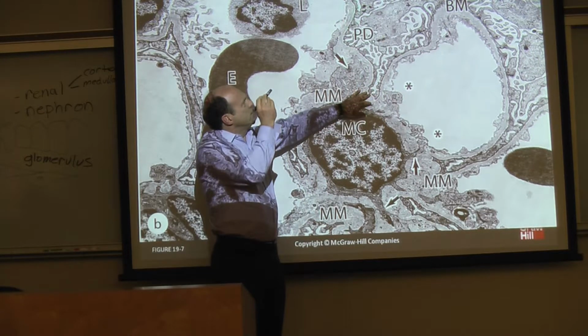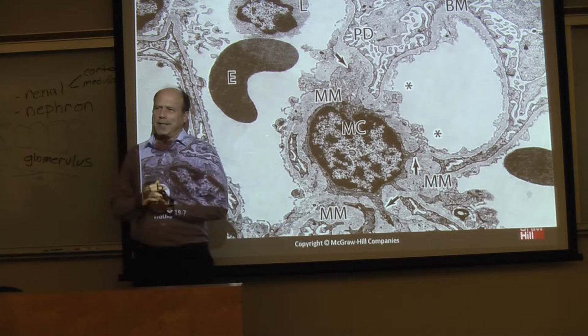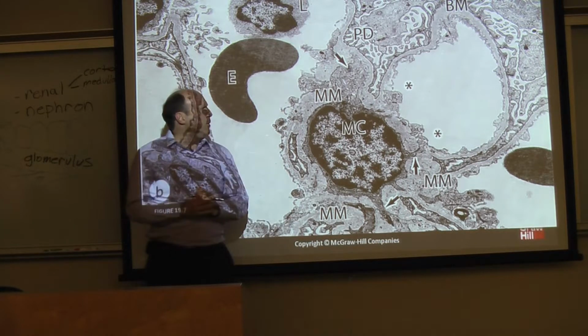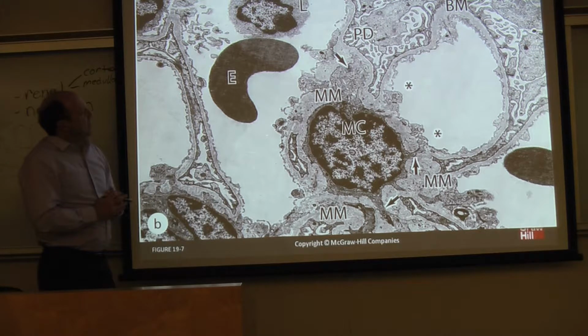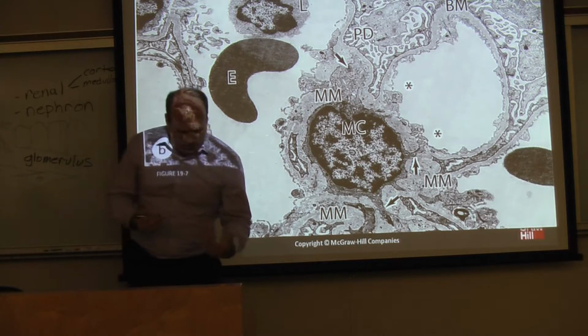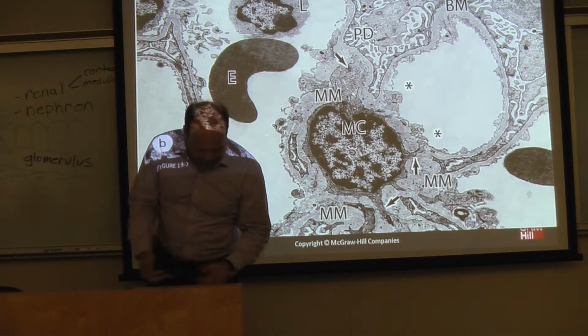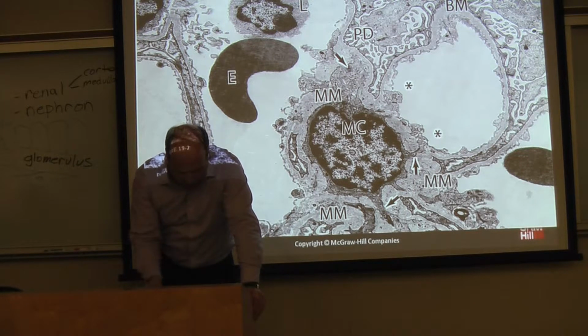So on EM they look like that. That's what these slits look like. It doesn't look like anything else in the body. So you guys should be able to identify that. And these terms are critical for understanding how the kidney works and how the urinary tract overall works.